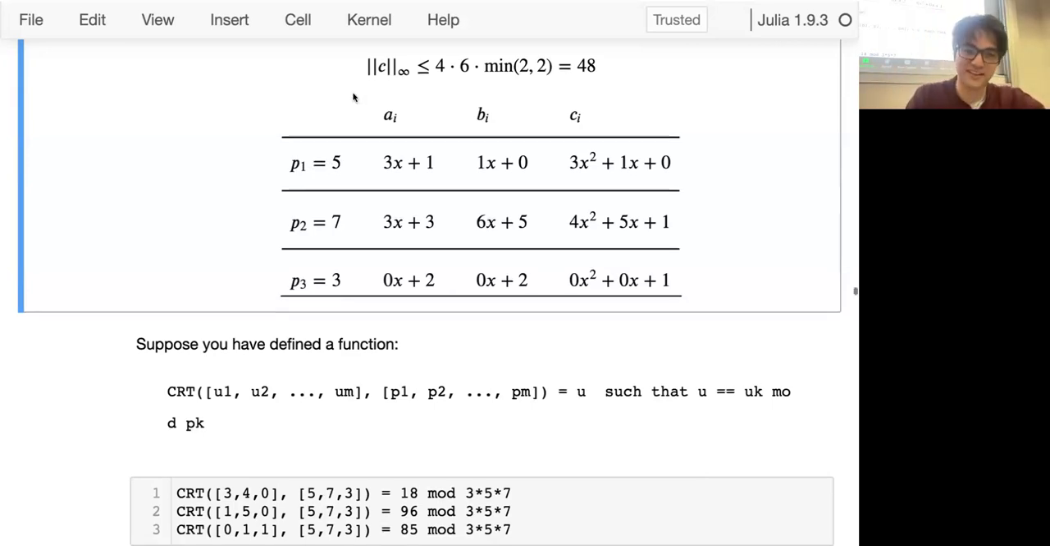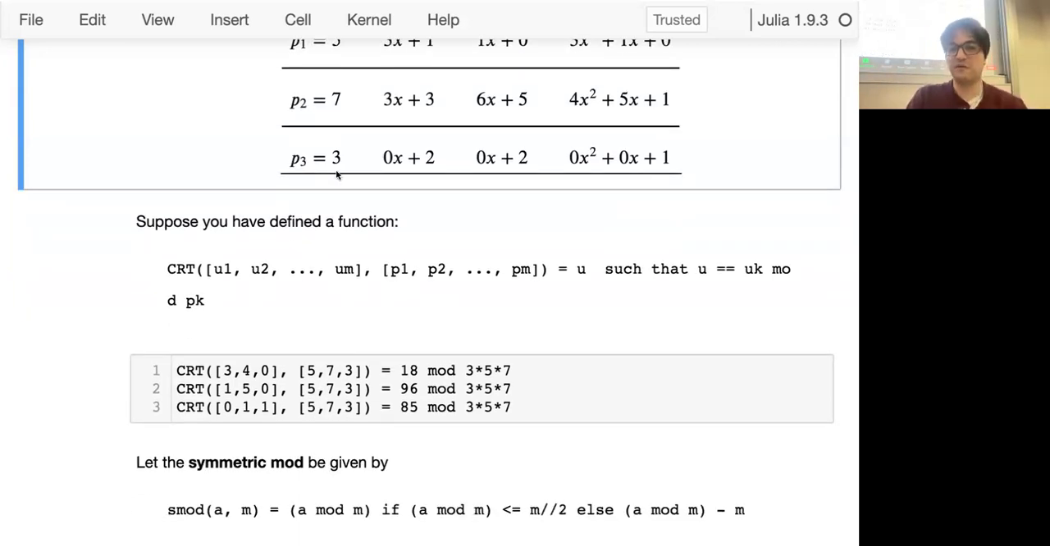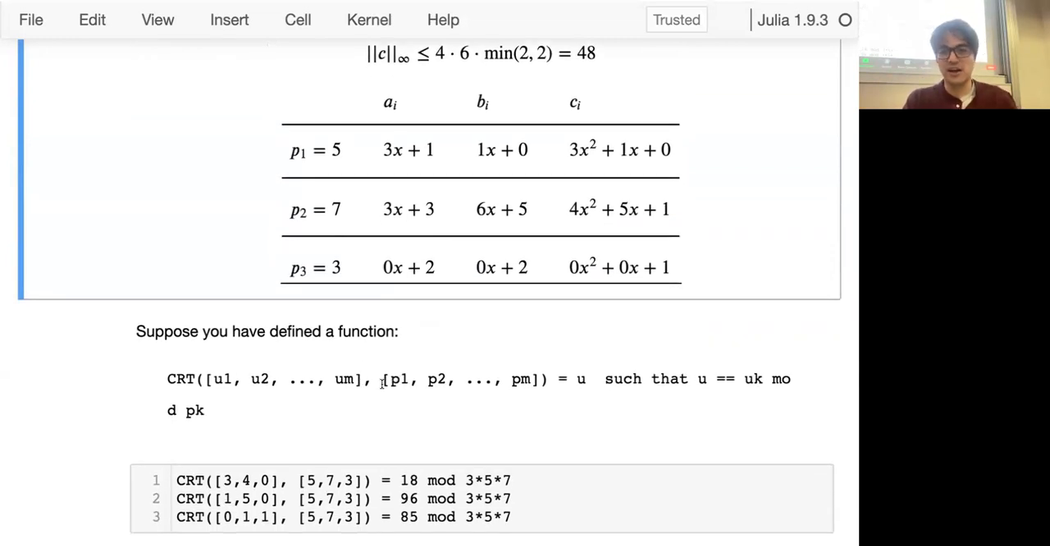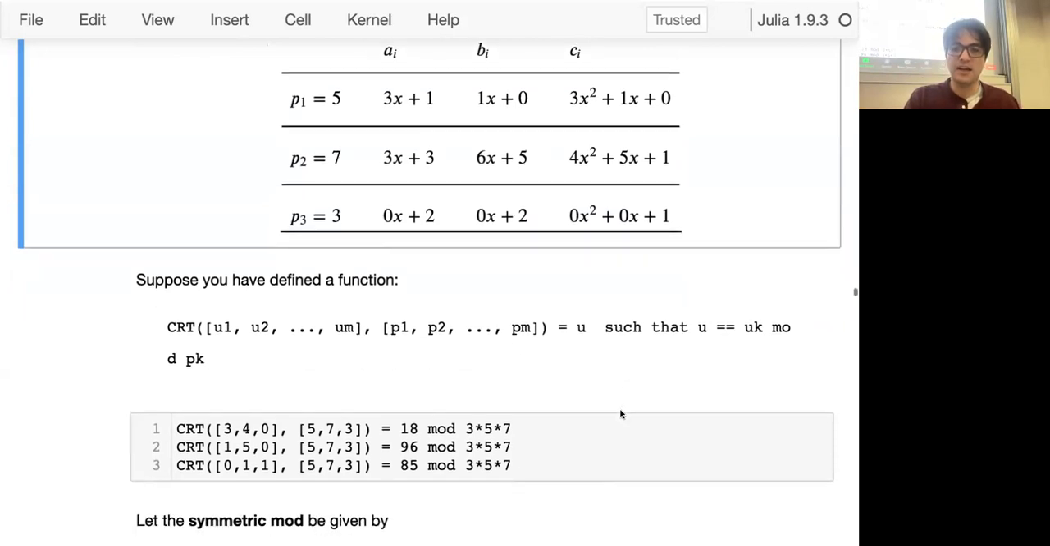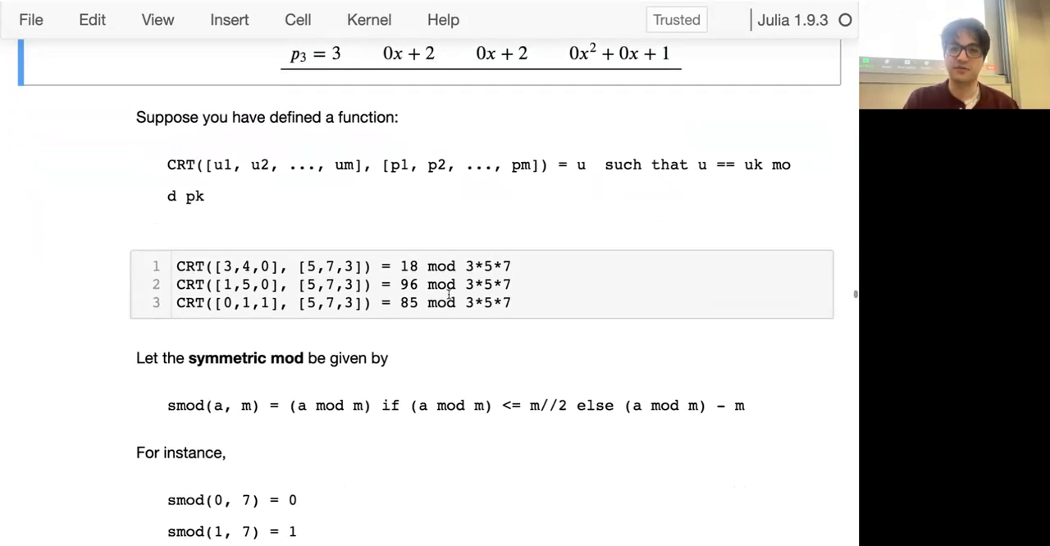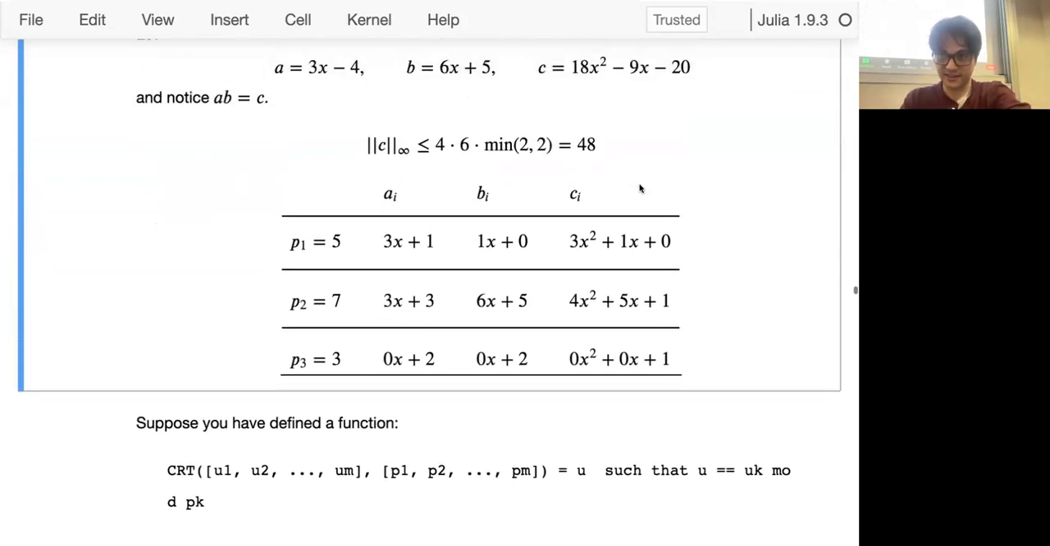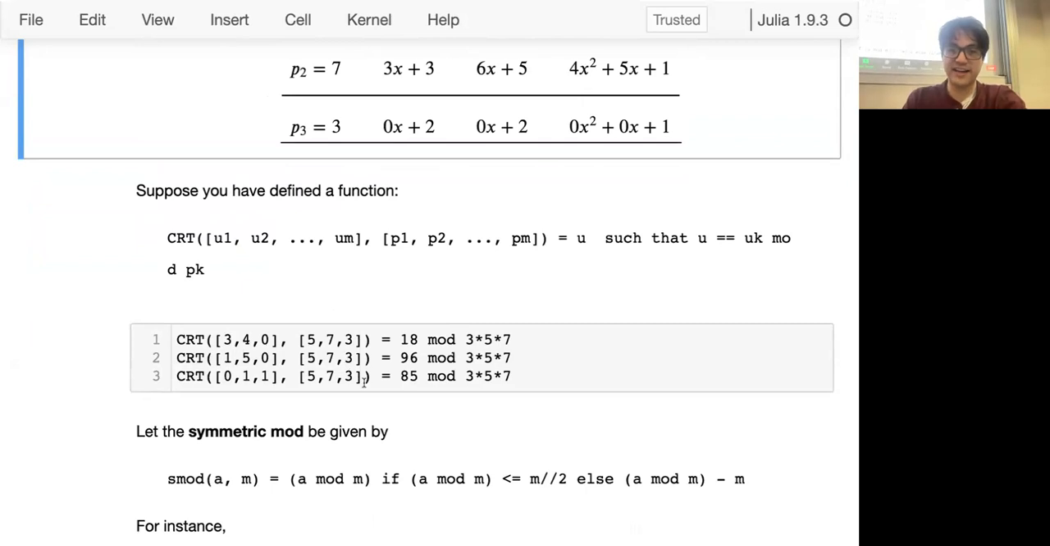Again, there's some pseudocode for this. Let's suppose we've defined Chinese remainder theorem where I can give it a set of u's. Remember, our u's are the images of the polynomials mod p1, p2 through pm. We're going to say that this is equal to u, a vector, such that u is congruent to uk mod pk. For example, from that chart, it was 3, 4, and 0. If I solve the integer Chinese remainder theorem for 5, 7, and 3, you get 18. That's what that was. Here you get 96.